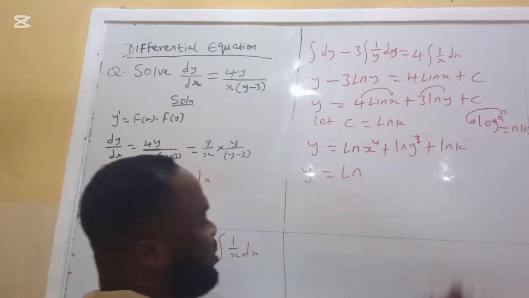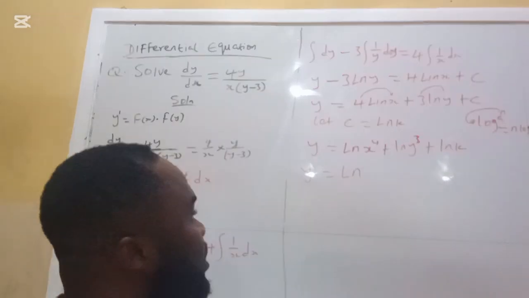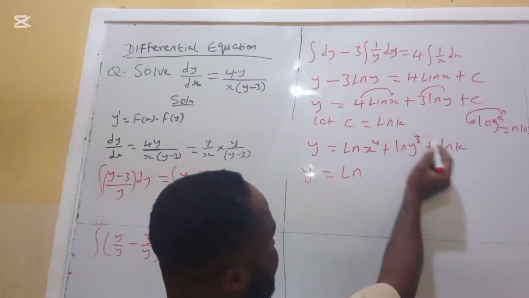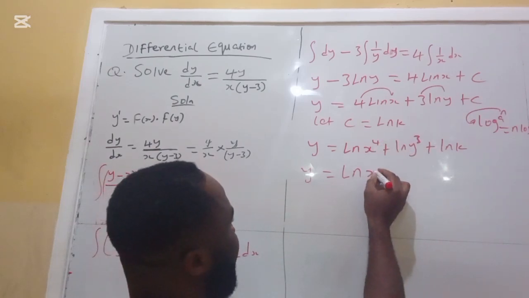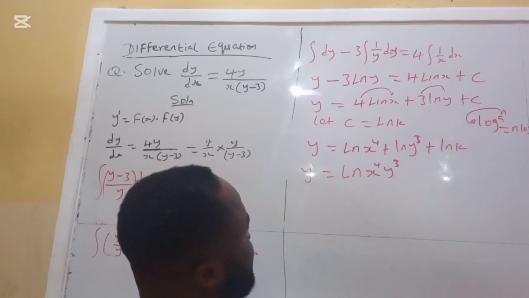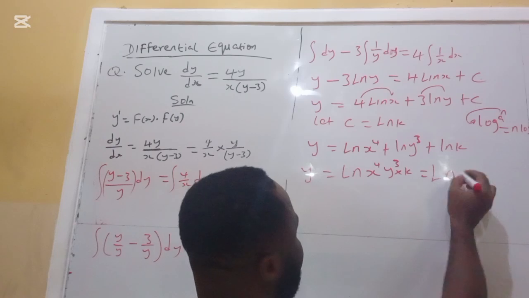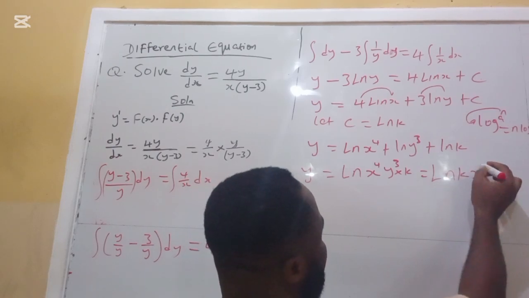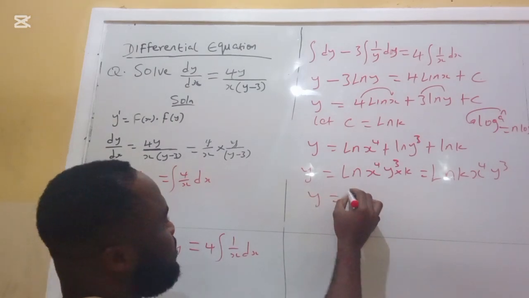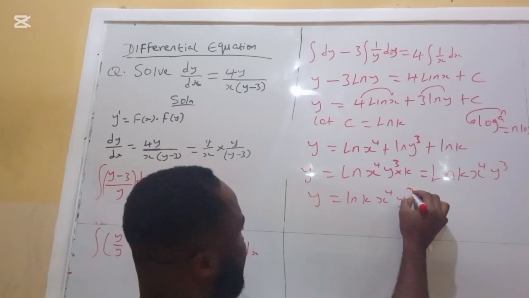So when we couple this together, we're going to have ln. When we have addition in logarithm, we multiply their arguments together. So because of this addition, we multiply x raised to the power of 4 times y raised to the power of 3 times k. Finally we're going to have ln of k x raised to the power of 4, y raised to the power of 3. So here our y simply means ln of k x raised to the power of 4, y raised to the power of 3.